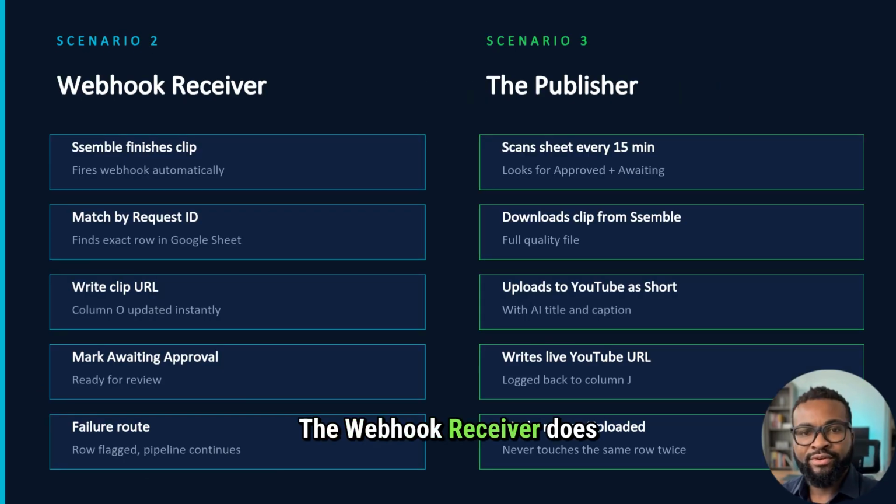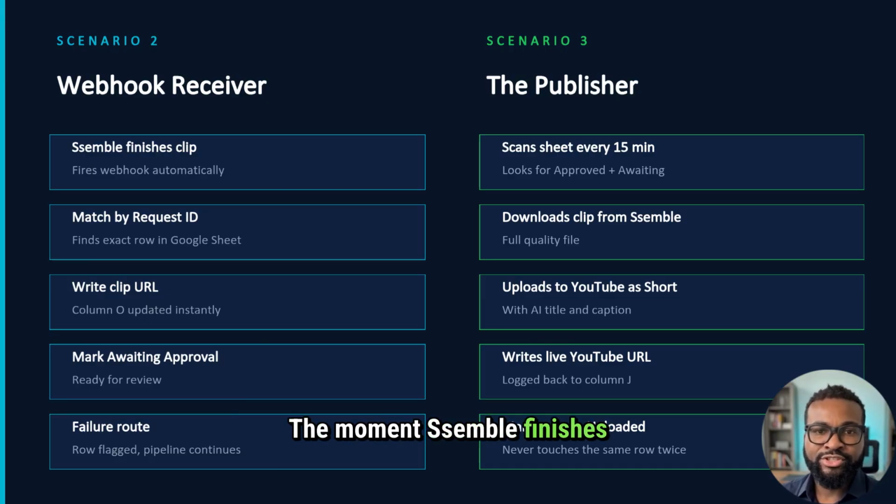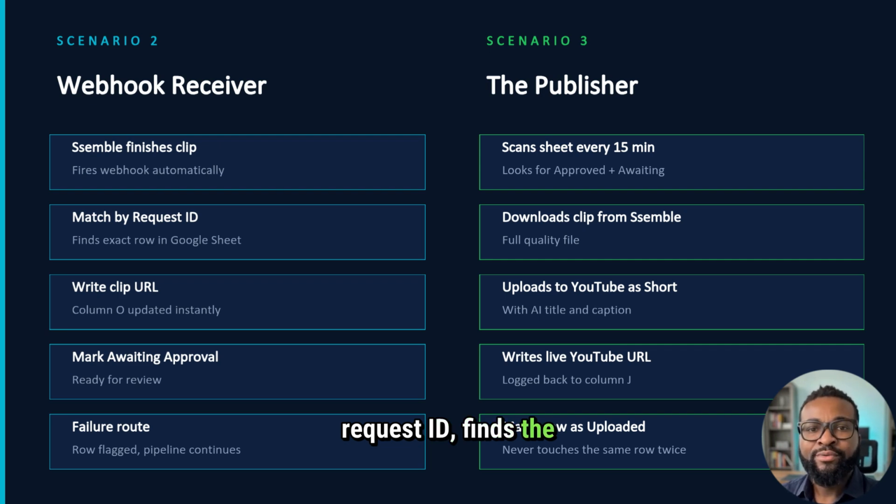The Webhook Receiver does not run on a schedule. It just listens. The moment Ssemble finishes a clip, it fires. The scenario grabs the request ID, finds the right row in the sheet, writes the clip URL to column O, and marks it awaiting approval. If a clip fails, the row gets flagged and the pipeline moves on. Nothing crashes.